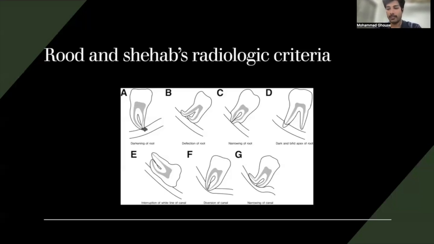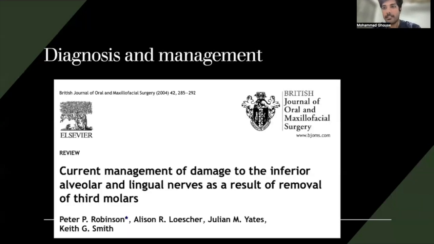So coming to the diagnosis and management of these nerve injuries. This particular article in the British Journal of Oral and Maxillofacial Surgery has comprehensively given the current management techniques in cases of damage of inferior alveolar nerve and lingual nerve. Even though this was given in the year 2004, most of the methods, that is the monitoring methods as well as the management methods, still hold good.